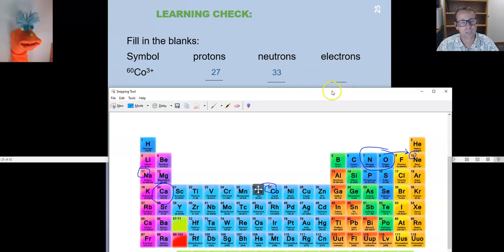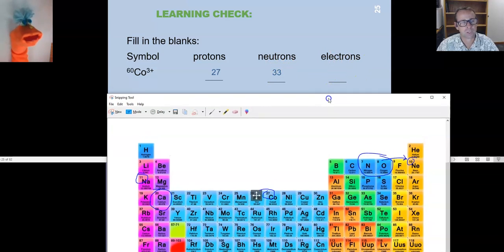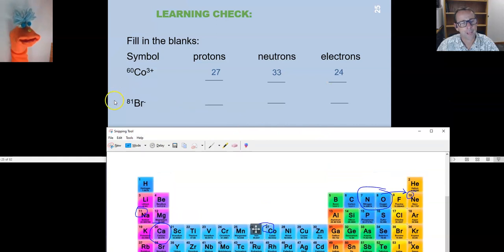How about the number of electrons? Positive 3 charge means there's 3 more protons than electrons, so 24. Very good, 24. How about this one? How many protons? Push pause if you didn't get that first one and you want to have a chance now because you understand a little bit better. Okay? How many protons in this bromide ion?